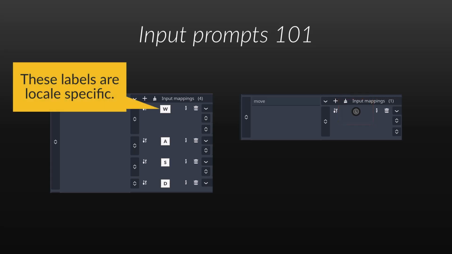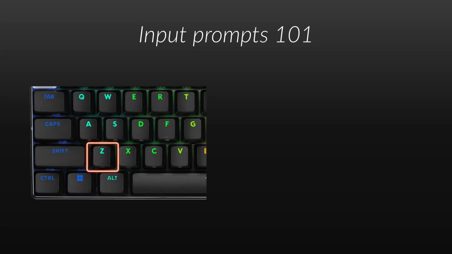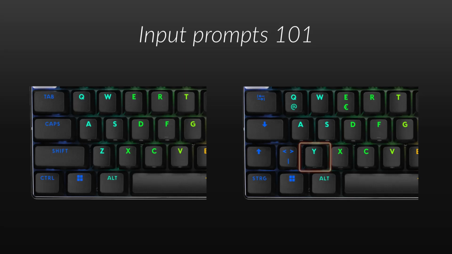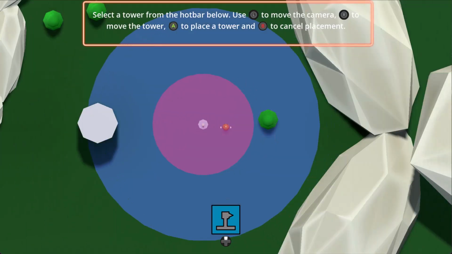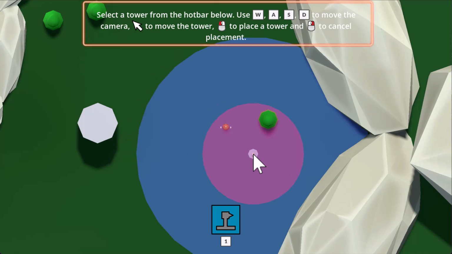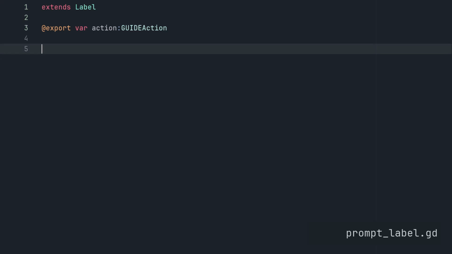Also, the key labels depend on the locale that the player is currently using. For example, the key that is next to the left shift key is labeled Z on an English keyboard, but it is labeled Y on a German keyboard. Also, we just added controller support to our game, so the input that is bound to an action will change whenever we switch between our input methods. So it looks like showing an input prompt is not as simple as it looks. Because of this, GUIDE comes with a built-in formatter which handles all these things for us.